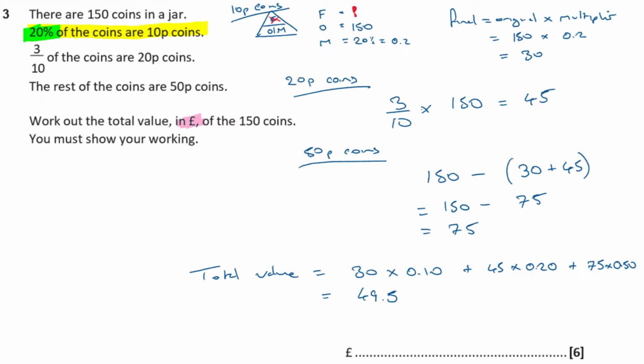49.5, which in pounds and pence is £49.50. It's good practice to make sure you don't miss that last zero off, because if it's in pounds and pence, then this should really be shown to 2 decimal places like that. Okay, well, 6 marks, that's nice. It wasn't too hard for that. All right, let's move on.